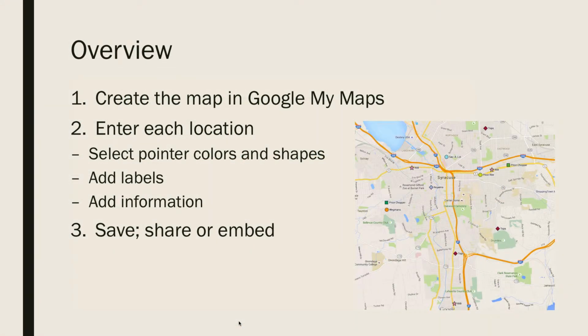So just to refresh, you're going to create the map in Google My Maps, enter each location, change the pointer colors or shapes, add any kind of labels, make the labels show up, add information, save it, and then share or embed it. And again, the links and information you might need to refresh yourself on this are all on the JTools website.